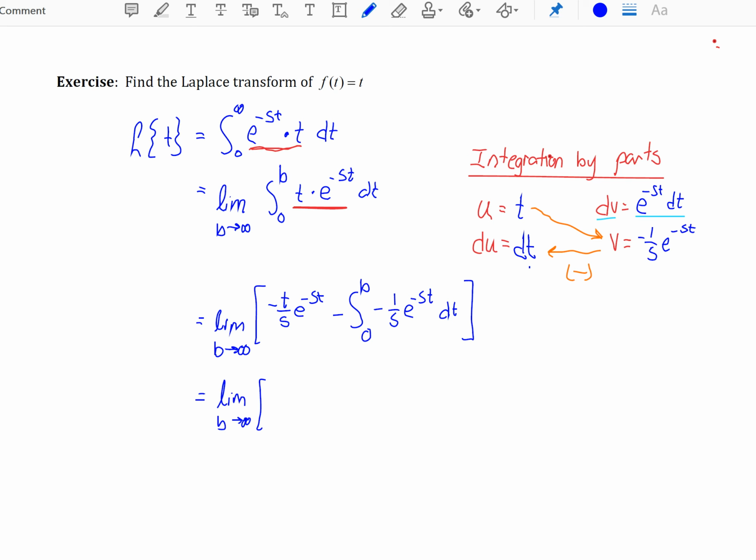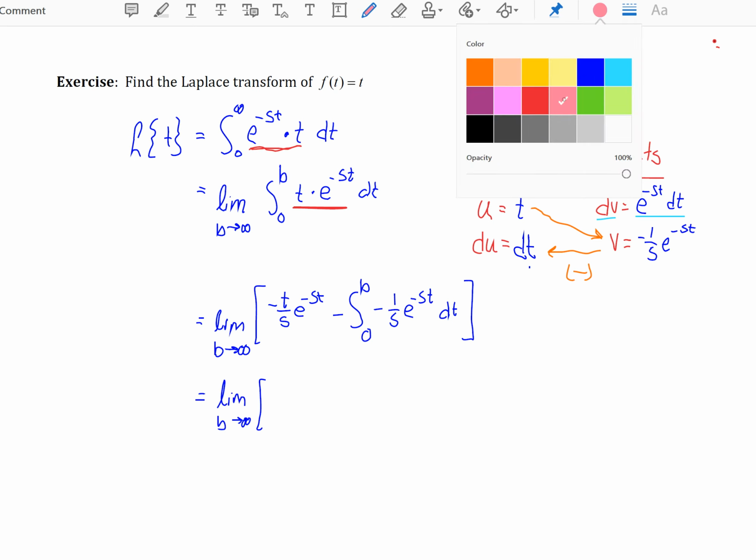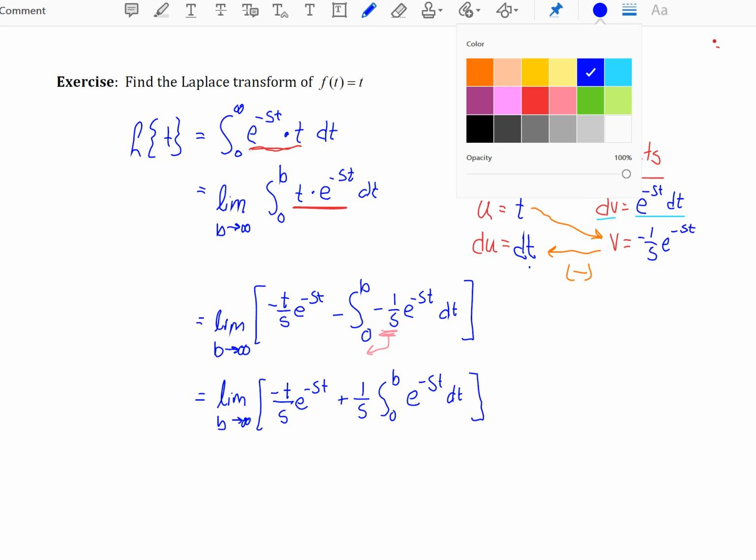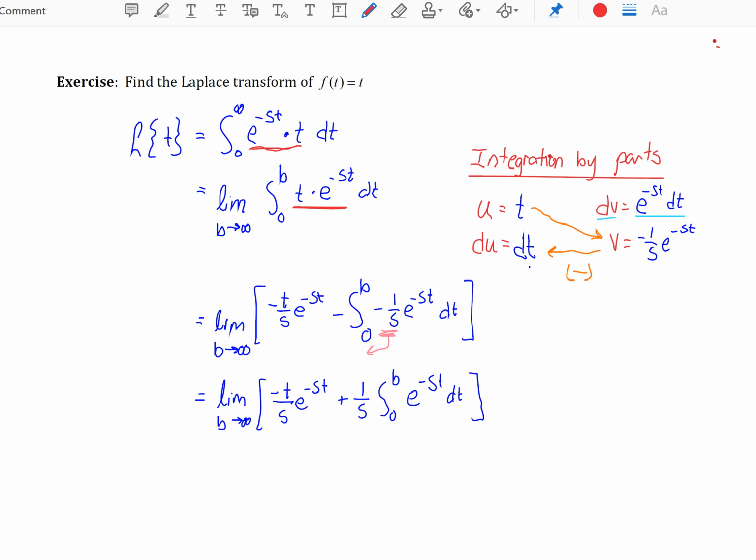Let's simplify our integrand a little bit, just for stylistic choice. I'm going to bring this negative 1 over s factor in front of the integrand and write this now as negative t over s e to the negative st plus 1 over s integral 0 to b e to the negative st dt. And now we can look at finding the antiderivative of this portion of our integrand.